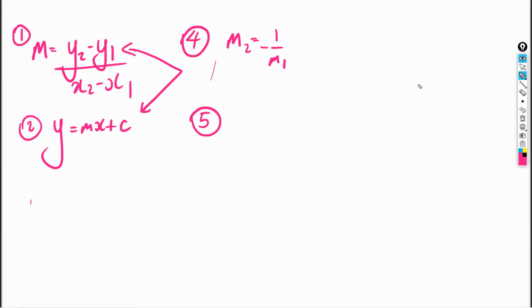Y equals kx. Yeah, that one. The direct variation question, y is equal to kx and y is equal to kx squared sometimes. So this is direct variation. So let me write that a little better. Direct variation.